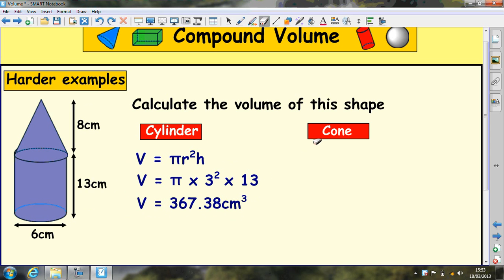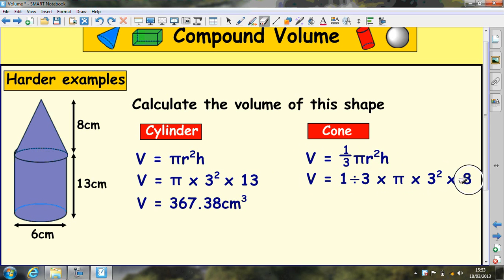Let's work out the volume of the cone now. So we'd go to the formula sheet and we'd see that the cone is 1/3 pi r squared h. We'd start typing that in, 1 divided by 3 times pi as 3.14. The radius of the cone is the same as the cylinder, it's 3. So times 3 squared, and the height of the cone is 8, so times by 8. And if you type all that in correctly, you get 75.36 centimetres cubed.